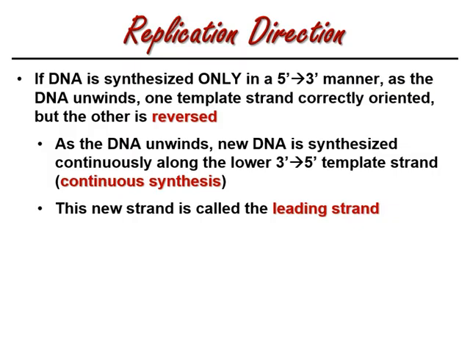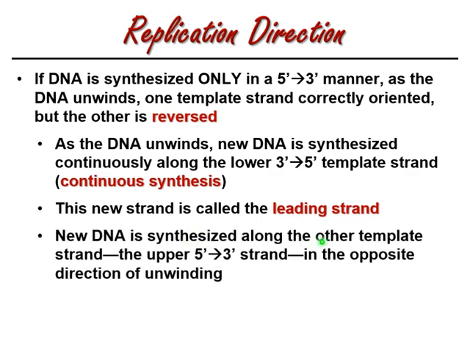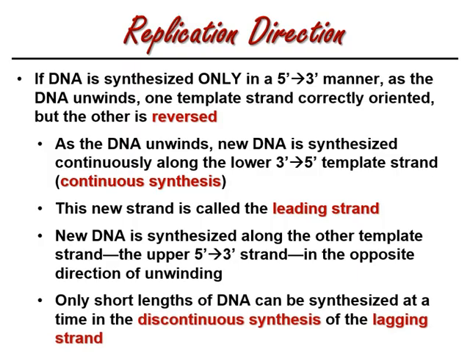So there's continuous synthesis, leading strand synthesis, and then new DNA is synthesized along the other template strand, the 5' to 3' one, but going in the opposite direction of unwinding. So you go in short bursts, and when you do that, you create a series of fragments. I'm sure many of you know what those fragments are called. Does anybody remember? If you're thinking Okazaki fragments, you are correct. Only short lengths of DNA can be synthesized at a time in the discontinuous synthesis or the lagging strand synthesis.